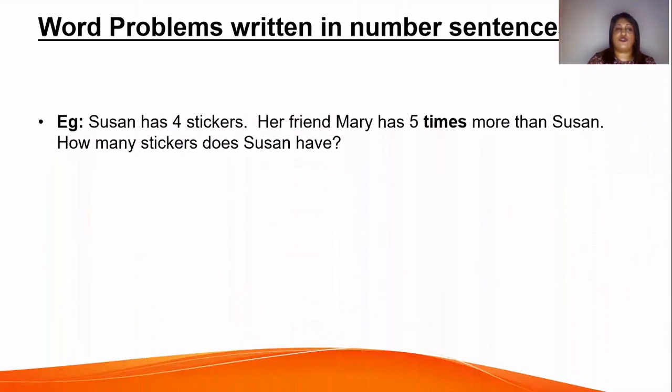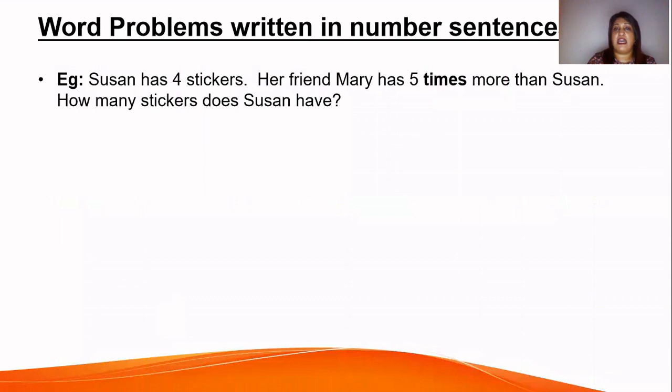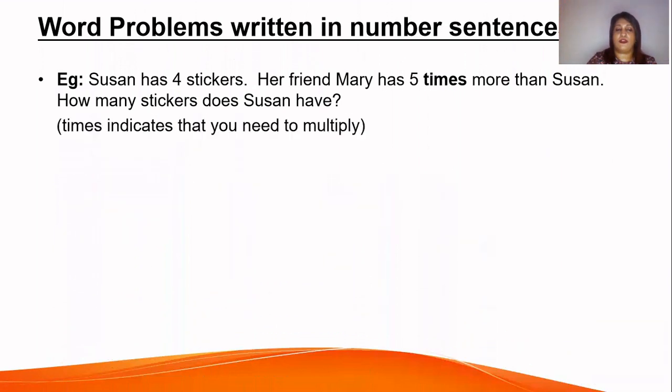It says, Susan has 4 stickers. Her friend Mary has 5 times more than Susan. How many stickers does Mary have? Again, my clue here is times. Times means multiplication, so I'm going to multiply now. So I'm going to say 4 times 5. There's my 2 numbers, 4 stickers. She has 5 times more than that, so 4 times 5 gives me 20 stickers. So my number sentence will read 4 times 5 is equal to 20.